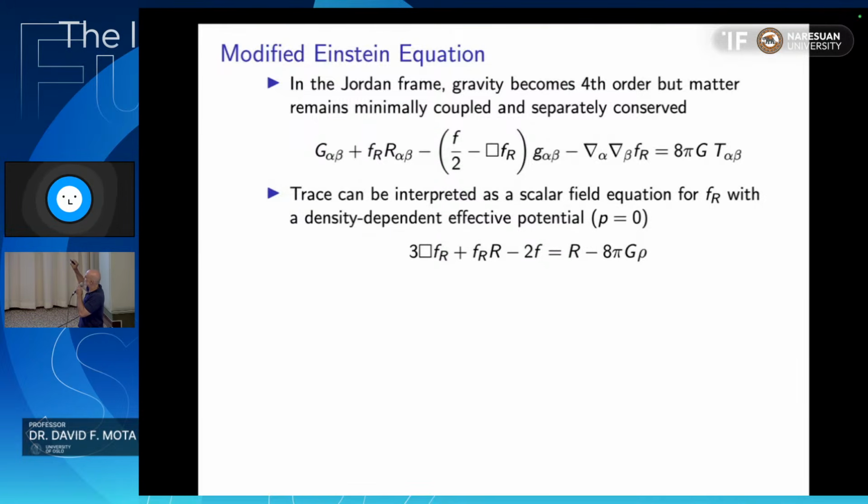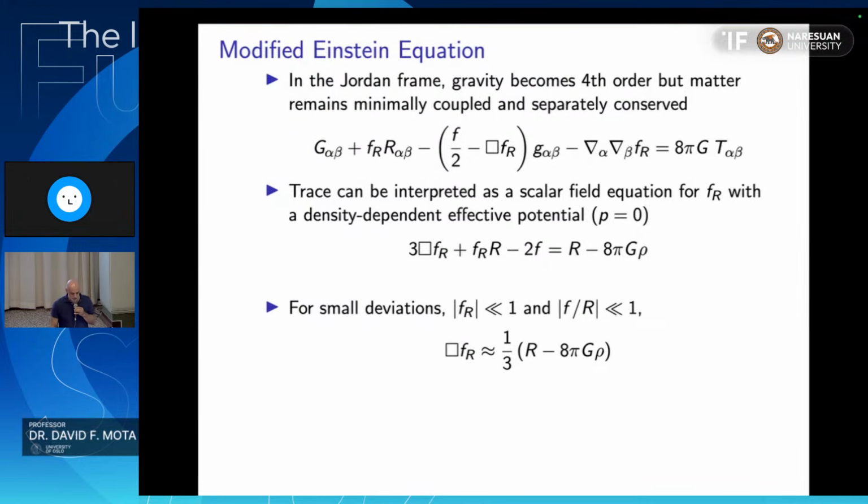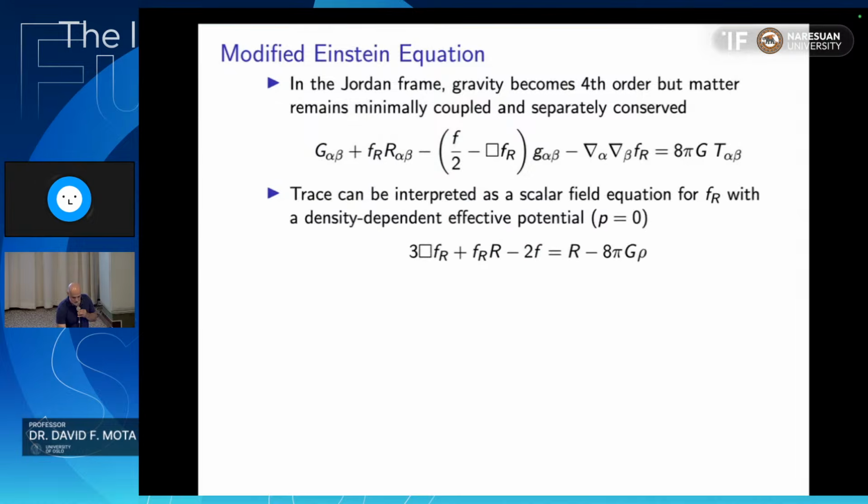The energy density, you have the usual Ricci scalar coming from the trace, and you have these other terms related to the f of r terms. Now, as you can see, this equation already has a box of f of r there. So that's the derivative of f with respect to r, some source term.